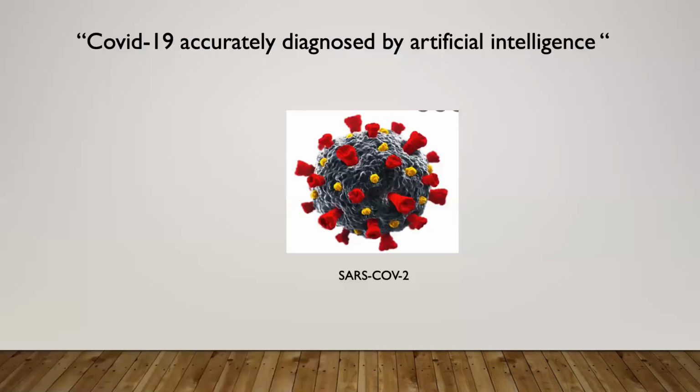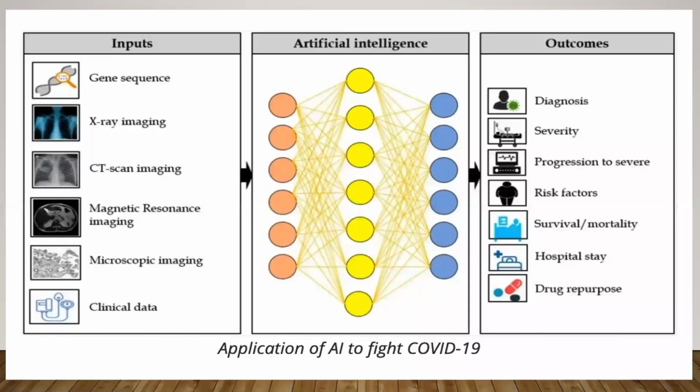The first thing that I want to talk about is COVID-19 accurately diagnosed by artificial intelligence. A positive test which shows that SARS-CoV-2 is present makes a COVID-19 diagnosis. There are not enough kits to test COVID-19. Also, getting test results takes time, and there are possibilities of false results. Researchers at Mount Sinai tried to find another method to diagnose patients with COVID-19.